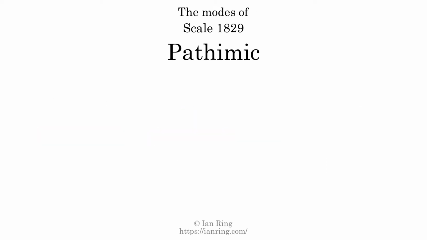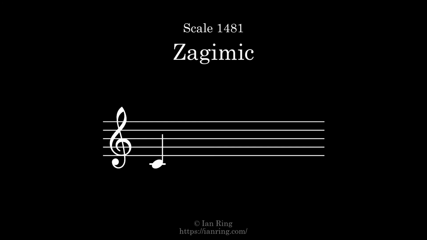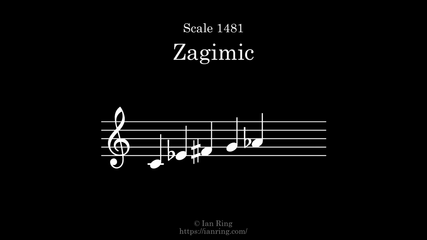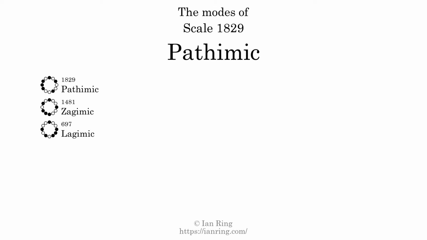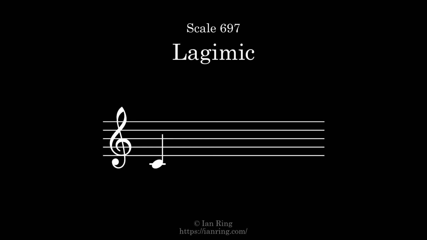This scale has 6 modes. The first mode is itself. The second mode is scale 1481, also known as Pathimic. It sounds like this. The third mode is scale 697, also known as Pathimic. It sounds like this.